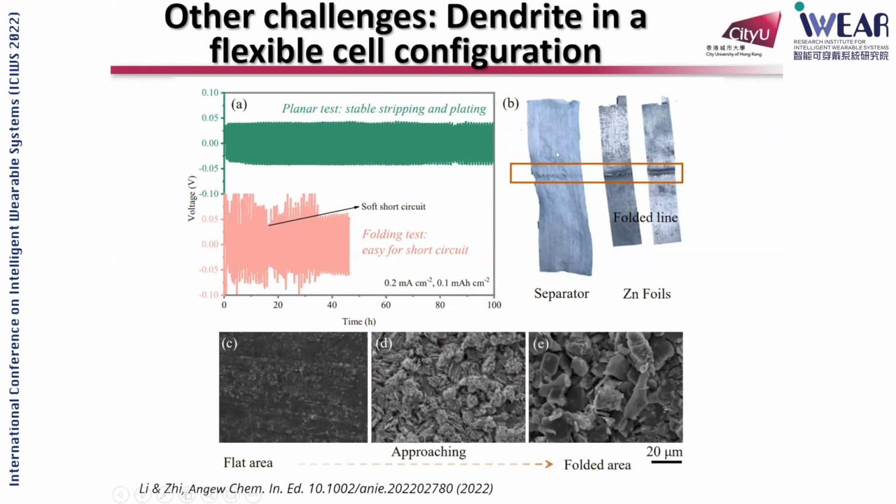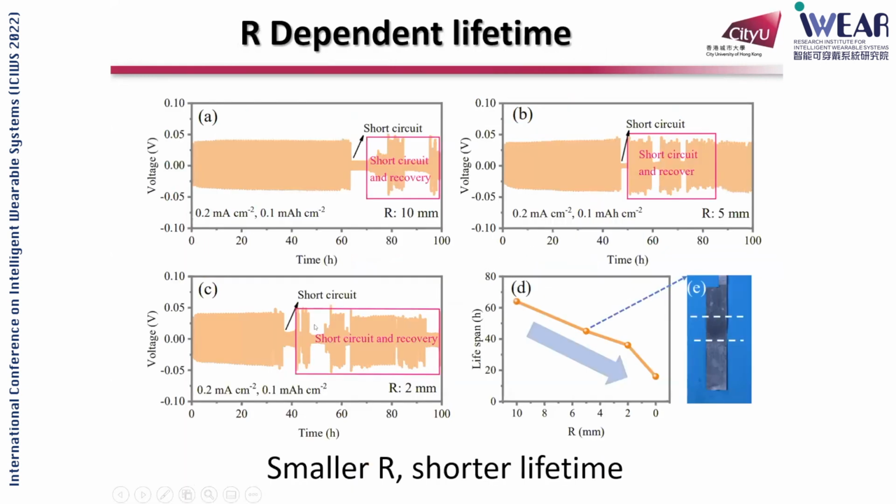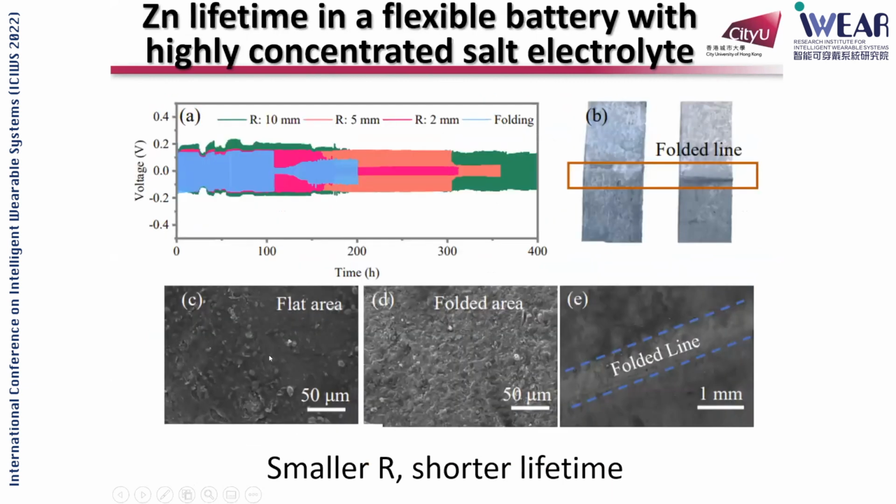If you look through these areas, you have larger and larger dendrites, getting rougher and rougher in this direction. And if you look at R, the diameter of the folding, then definitely with R getting smaller from 10 to 2, the cycling life is also getting shorter and shorter. So that means if you make it flexible, you get a problem. So we're trying to solve this problem. We're trying to make a flexible battery free of dendrites.